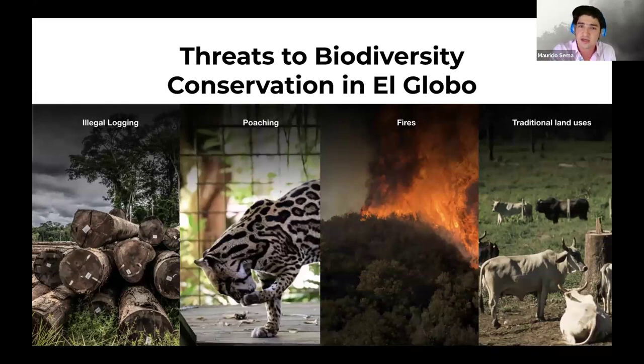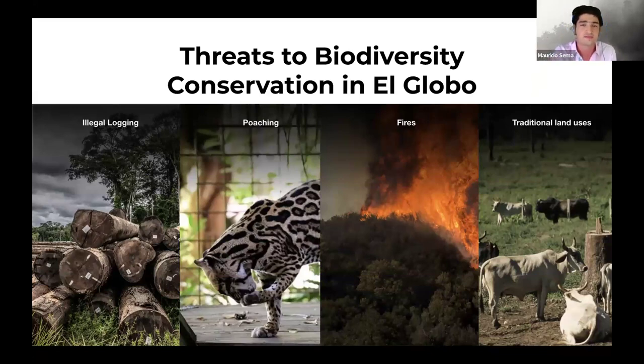We also have fires. This year, when it was really, really hot, back in January, February, we almost had the project burnt by a wildfire, an uncontrolled wildfire. And the other threat is traditional land uses like cattle ranching and agriculture.